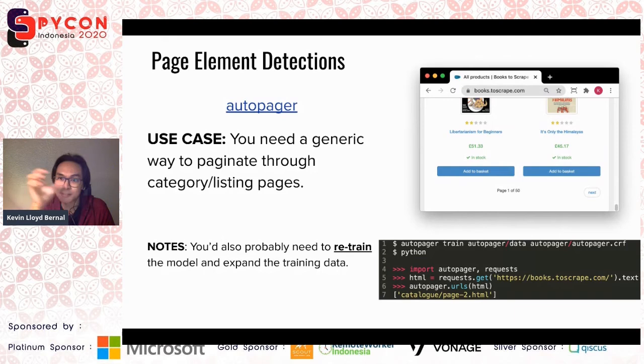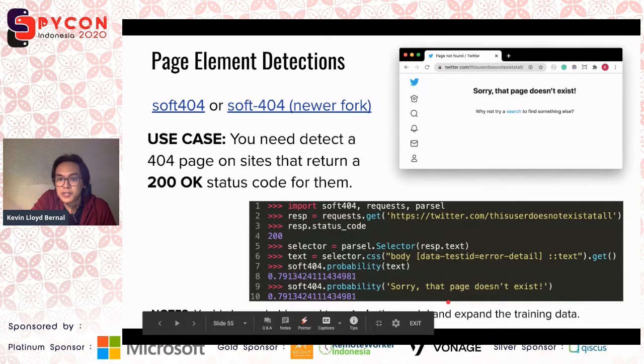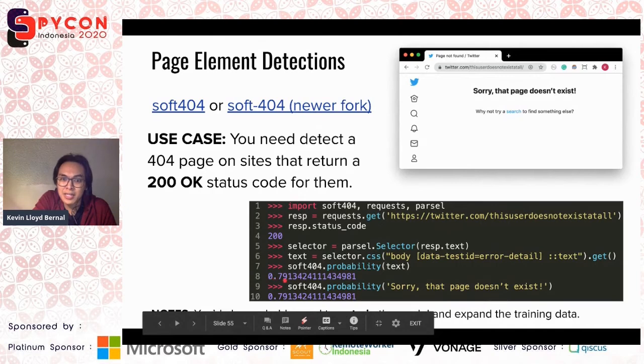It's able to detect the next pages on a given category. So in this case, it's books to scrape. It has the next button here, and it's able to crawl that accurately using machine learning. Next one is Soft 404s, for those websites that don't return 404 status codes, but instead return 200 status codes. So it's able to detect that one using probability.